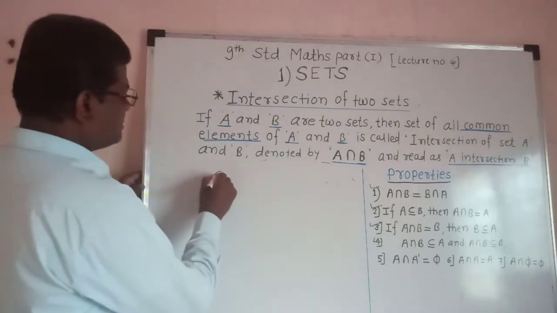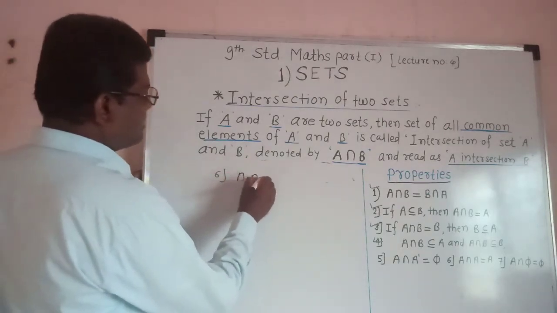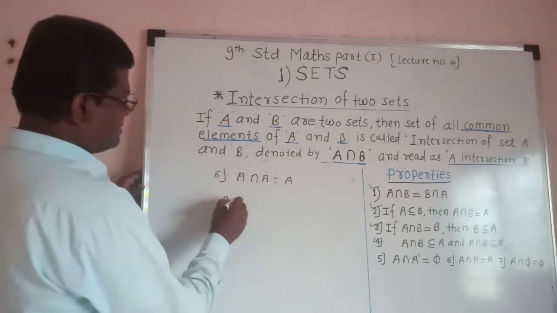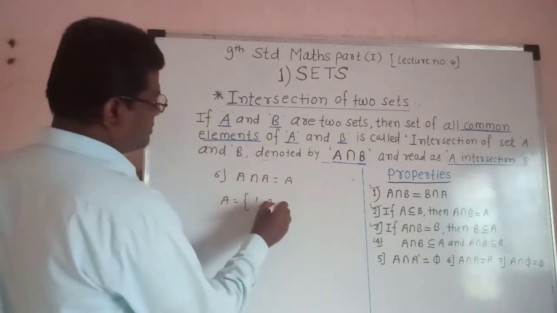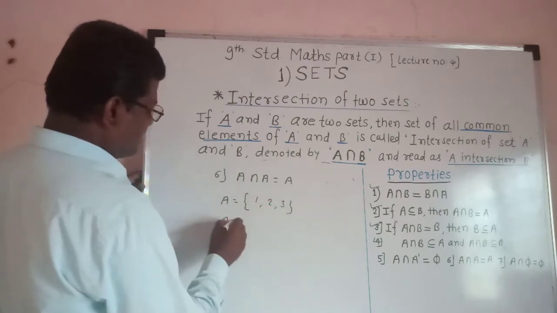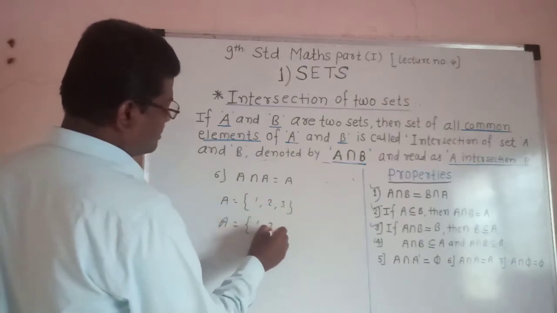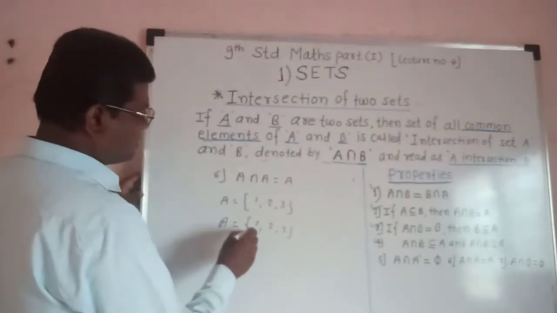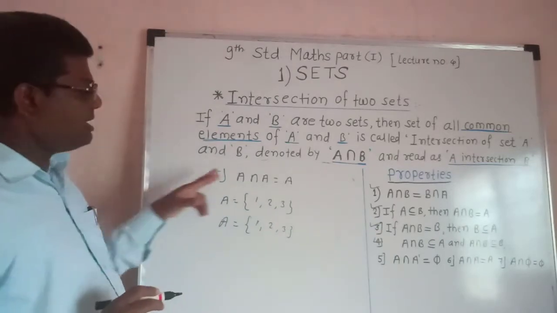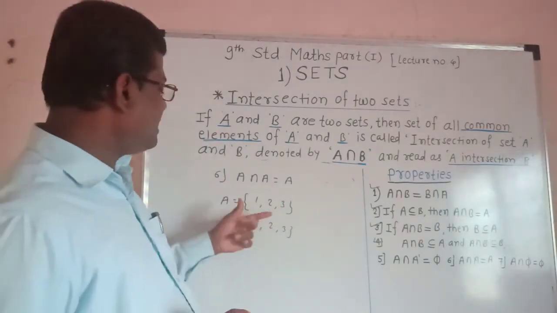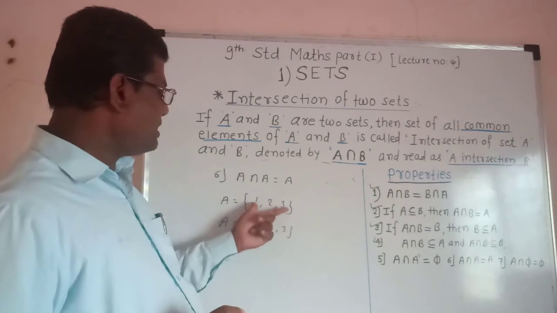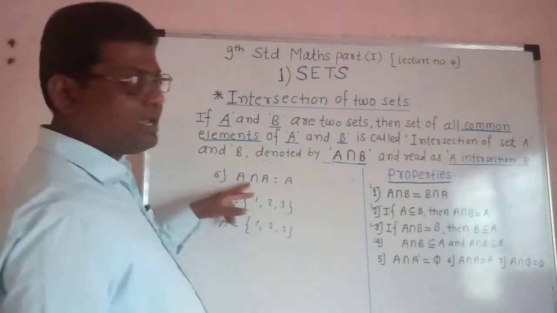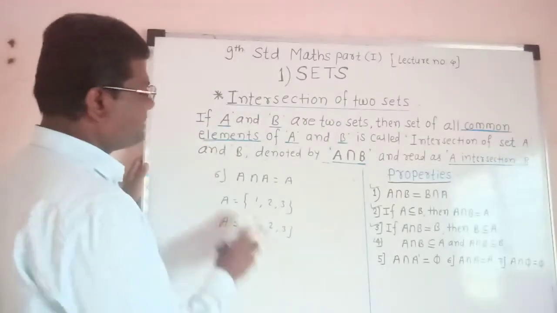Now, property number 6. A intersection A is equal to A. A is a set of elements 1, 2, 3, and another set is also A, 1, 2, 3. Then their intersection is also A. Therefore, A intersection A is equal to A. In both these sets, common elements are 1, 2, 3. Therefore, A intersection A is equal to A.